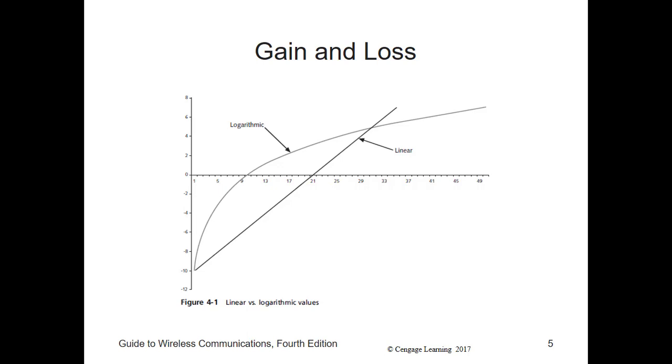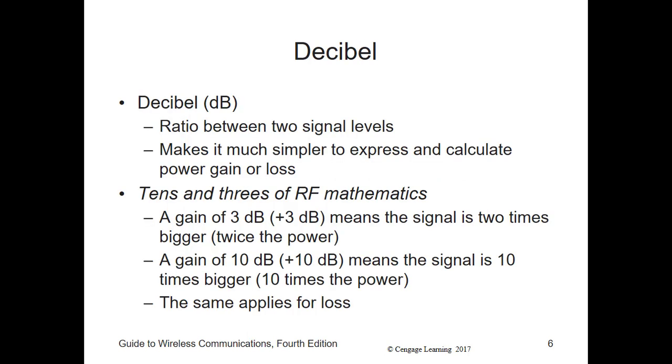So let's take a look at a much easier way to work with gain and loss without losing numbers. And that's the decibel, or dB. Now, it's a ratio between two signal levels. A relative measurement, i.e., one in which a value is dependent on another value. That makes it much simpler to express and then calculate power gain or loss. Here's how it gets done.